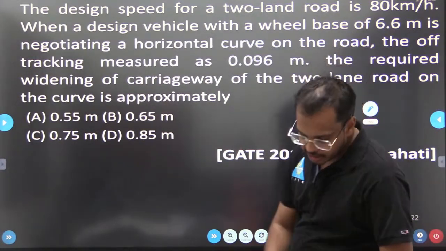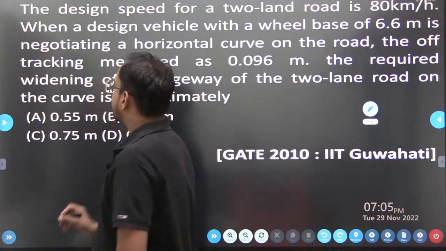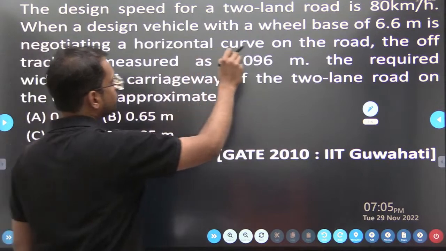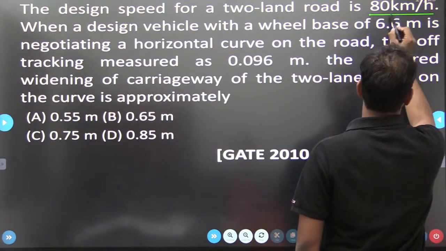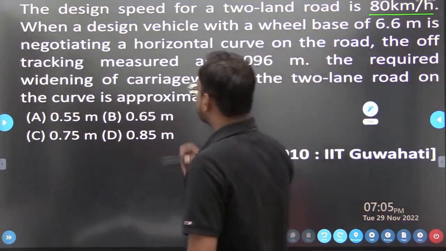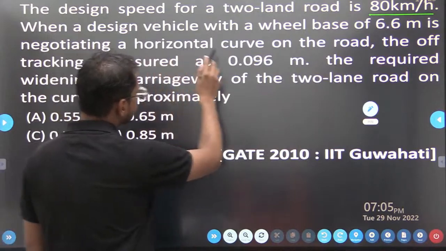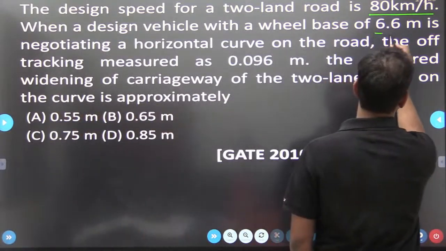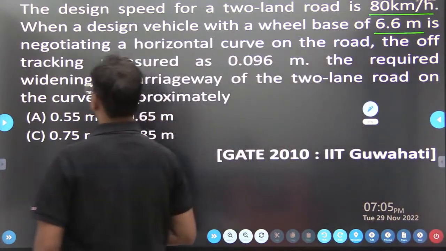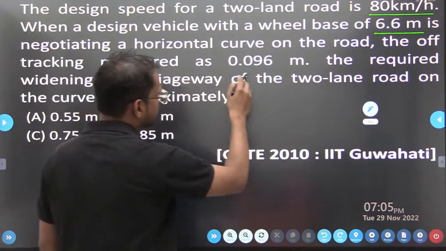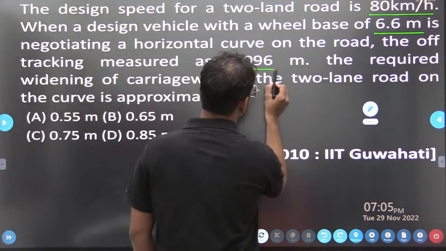This question is related to extra widening. Now see here, what is the problem? The question is, the design speed of a two lane road is 80 kmph. The design speed is given in the question. When a design vehicle with a wheelbase of 6.6 meter is negotiating a horizontal curve on the road, the off-tracking is measured as 0.096.